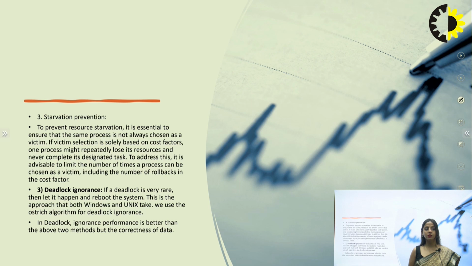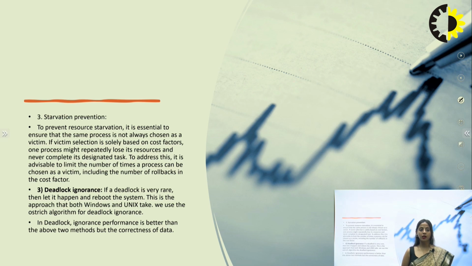Starvation prevention. To prevent resource starvation, it is essential to ensure that the same process is not always chosen as a victim. If victim selection is solely based on cost factors, one process might repeatedly lose its resources and never complete its designated task. To address this, it is advisable to limit the number of times a process can be chosen as a victim, by including the number of rollbacks in the cost factor.